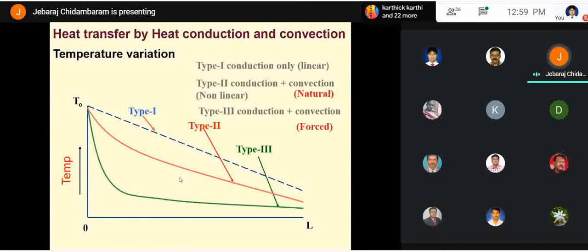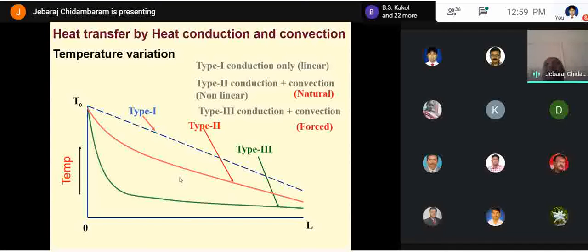So you need to find out an approximate solution. And you are going to use the same approximate procedure. You have to transform your heat transfer problem into a mathematical problem.